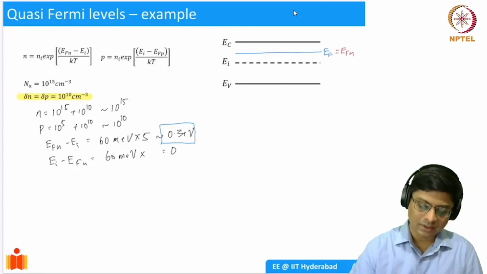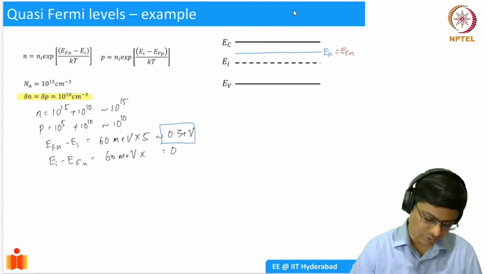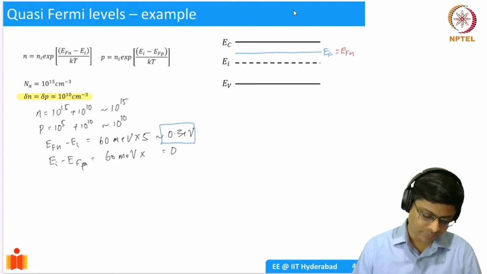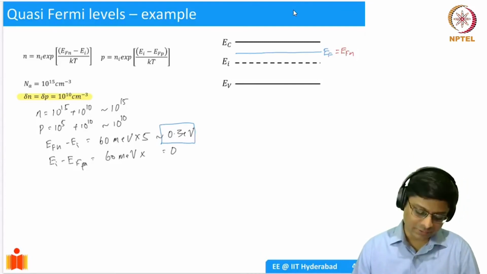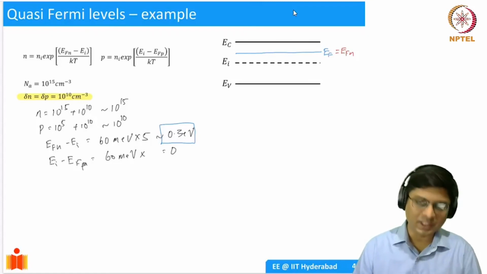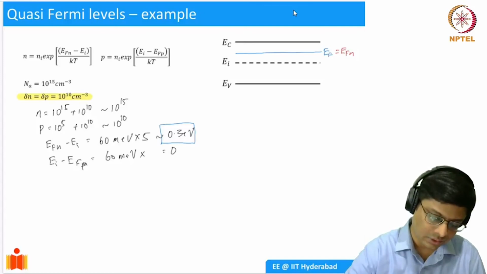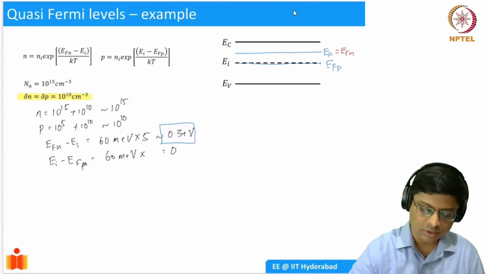Okay. And what about the quasi Fermi level for the holes? Sorry, I should have written this. P here. This is for p, EFP. You see that EFP, the quasi Fermi level for holes, is equal to the intrinsic carrier density. So your EFP is going to be here.